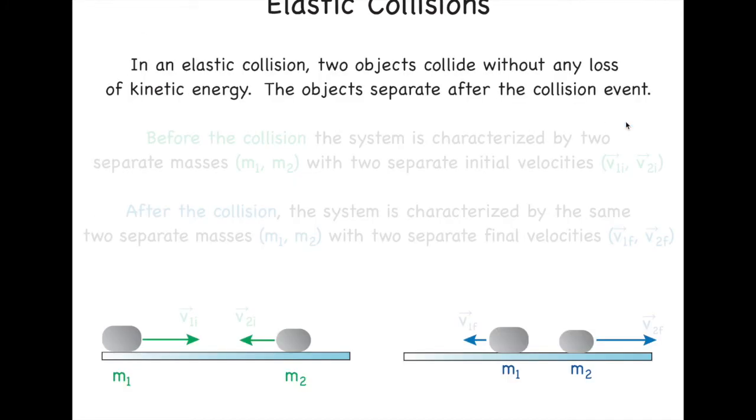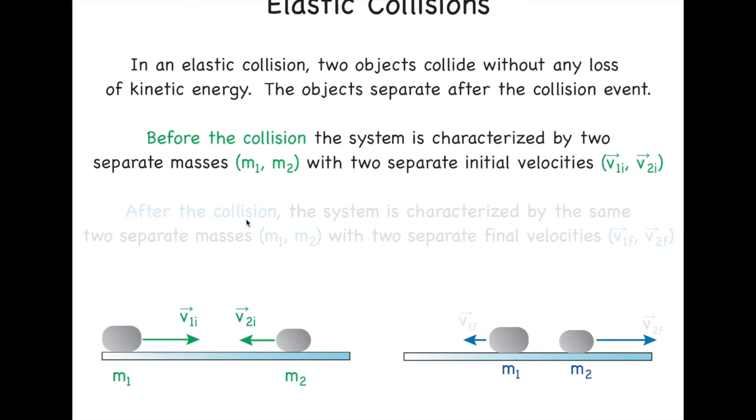All right. So now we can move on to elastic collisions. In an elastic collision, two objects collide without any loss of kinetic energy. The objects separate after the collision, as pictured here, right? So they come in, they collide with each other, but then afterwards the two masses go their separate ways.